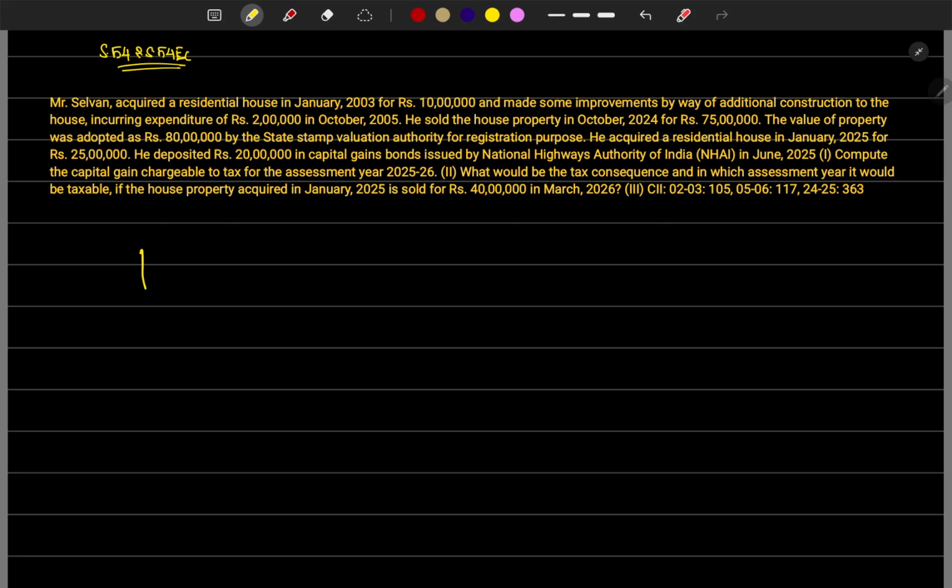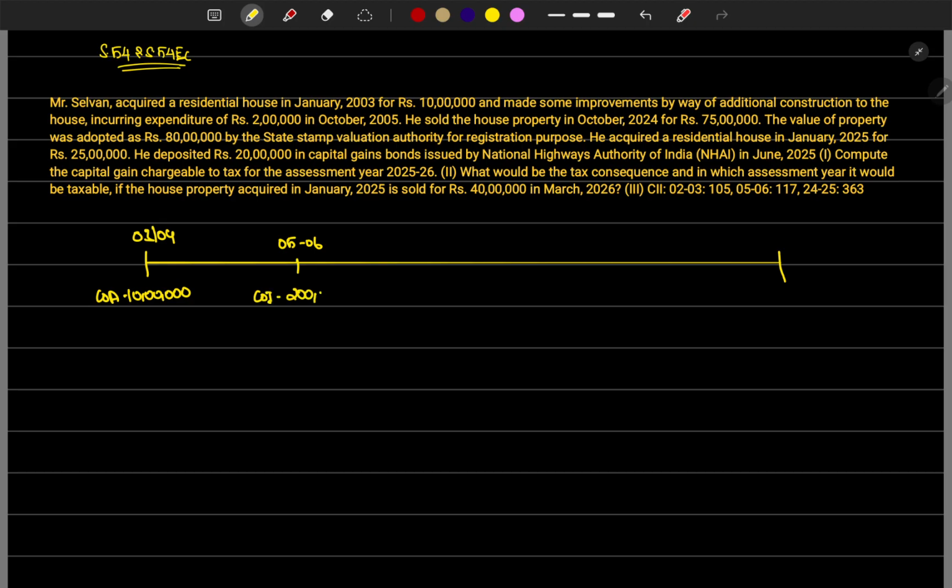Mr. Selvan acquired a residential house property in Jan 2003. As usual, we'll prepare the timeline. Jan 2003. Cost of acquisition is 10 lakhs. He made some improvements by way of additional construction to the house, incurring expenditure of rupees 2 lakhs in 2005-06, which is the cost of improvement done for 2 lakhs. He sold the property in October 2024.